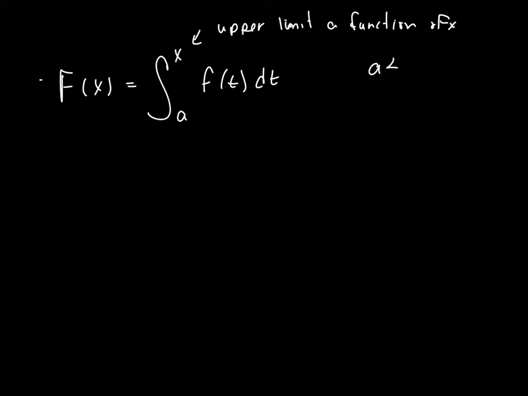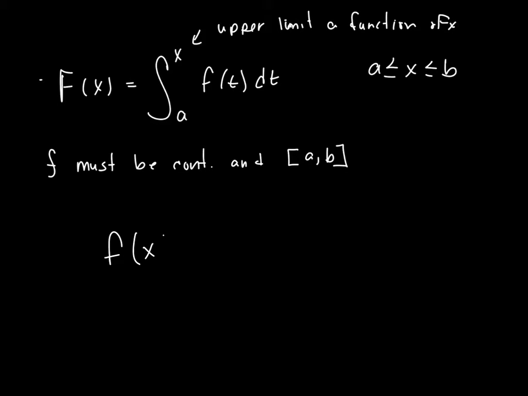Now, we still have to be on a closed interval, and x must be in between a and b. And as before, f must be continuous, and it has to be on that closed interval from a to b. So what does all of that mean? It means that f of x is equal to the derivative with respect to x of the integral from a to x of f of t dt.